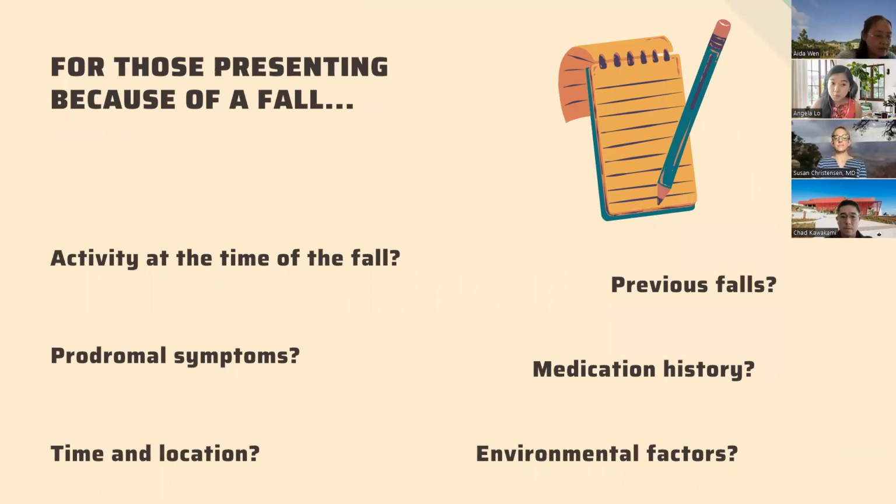For those patients who do present because of a fall, you want to get a little bit more history. What were they doing at the time of the fall? What were some modifiable risk factors maybe you can address there? Were there previous falls? Is there a pattern to this? Were they having prodromal symptoms? Is there a medical condition underlying all this? Is there a medication history? Is there a change in the medications, a new medication or increase in dosing? And then how about the time and location? Was it really dark? Was it in the middle of the night? And also environmental factors, any objects that might be causing a trip hazard in their home.